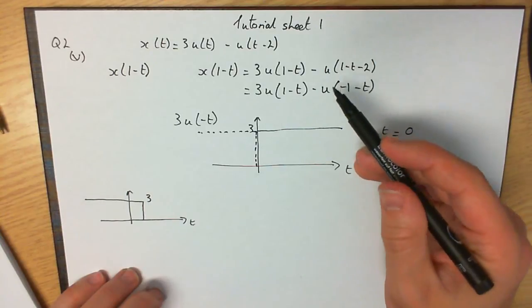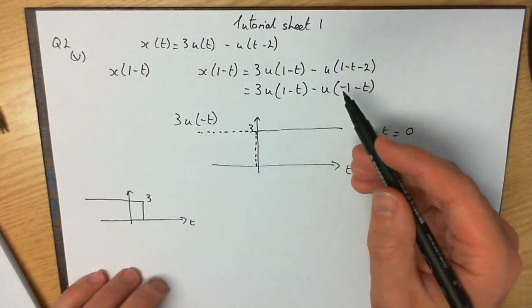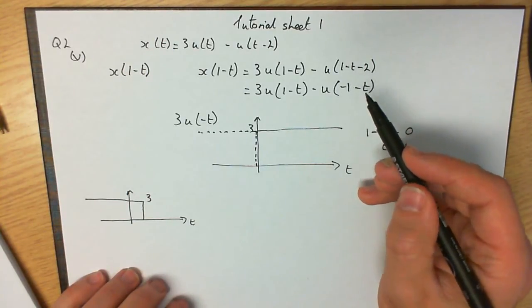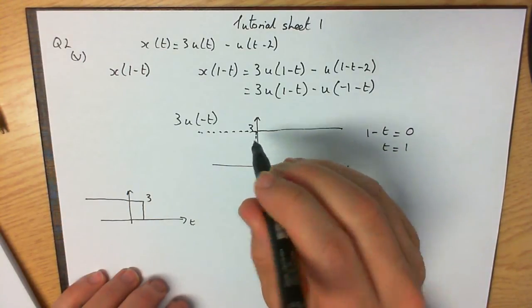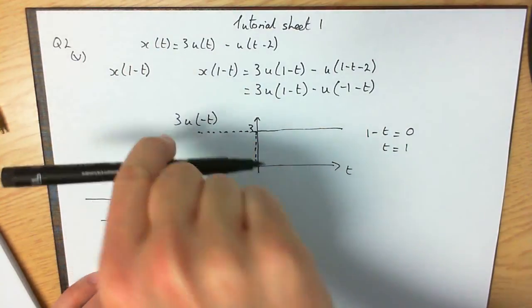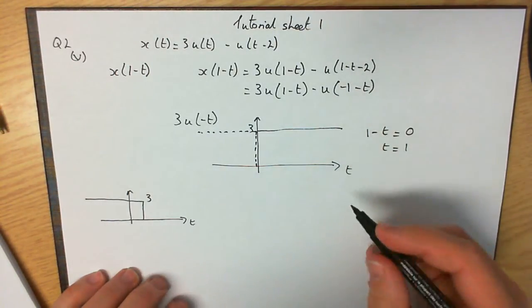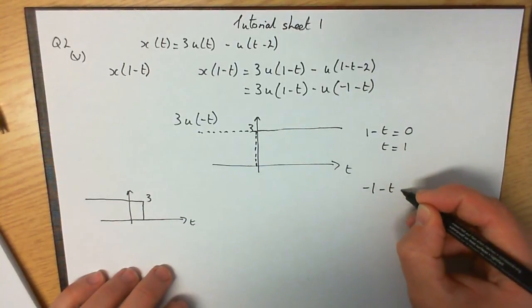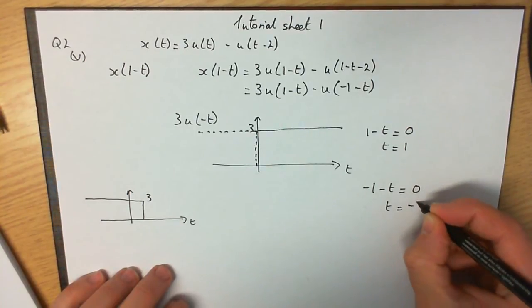In a similar fashion, we have to look at minus u of minus 1 minus t. So we still have this minus t, so it's going to look exactly the same way as this. It's going to look like a flipped version. But in this case, we need to know at what point that is going to occur in time. So we're looking for when minus 1 minus t is equal to 0, and that occurs at time t equals minus 1.